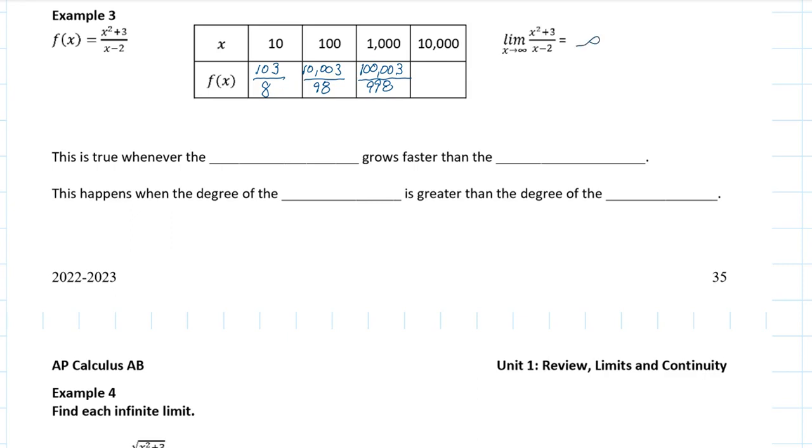So these numbers are getting bigger and bigger as x gets bigger and bigger. So this limit has to be infinity. And again, I'll go back to what's the degree of the lead term? That's x squared divided by x, which cancels out one of the x's and leaves me with x all by itself. So as x gets bigger and bigger, this value goes to infinity. This is true whenever the numerator grows faster than the denominator. And that happens when the degree of the numerator is greater than the degree of the denominator.